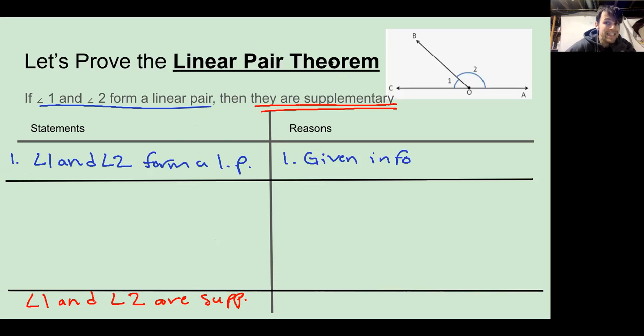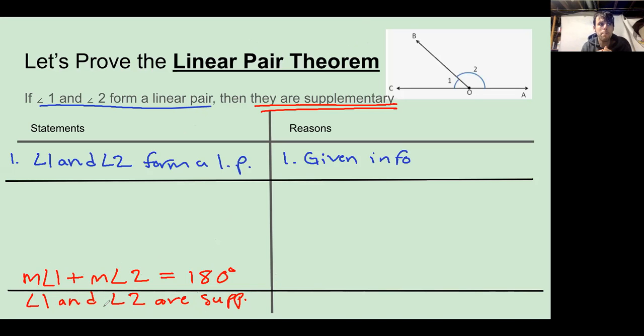Now, I have an idea of how I'm going to get there, right? How do we show that 2 things are supplementary? Well, we show that the measurements of the angles add to 180. So I have an idea that the way I'm going to be able to say this is by saying the measurement of angle 1 plus the measurement of angle 2 is equal to 180 degrees. If I can show that, then I can say this.